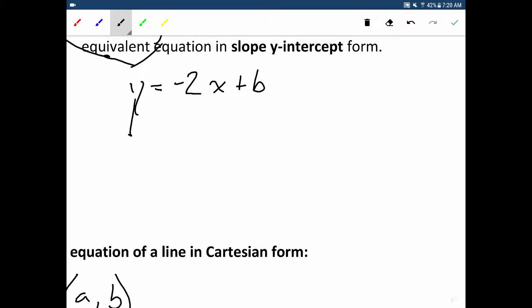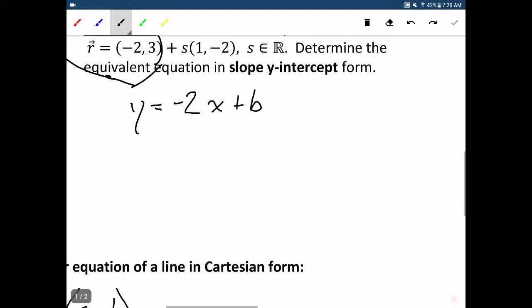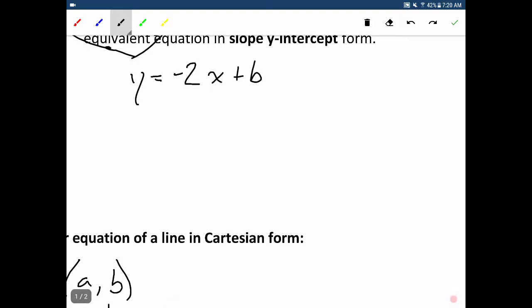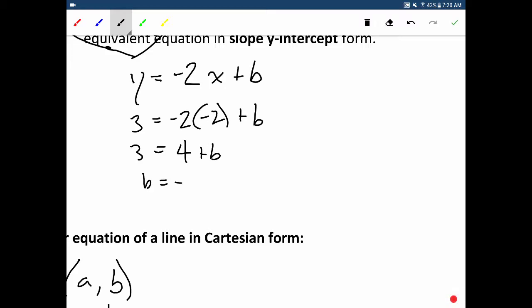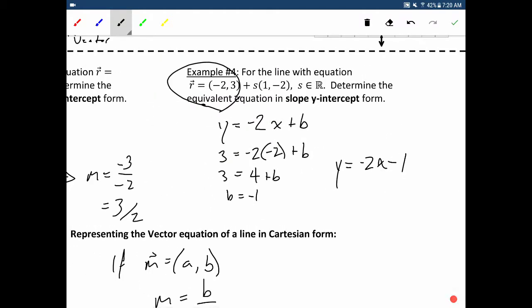What is it? The point is 3, negative 2. So negative 2 equals negative 2 times 3, plus b. So we get negative 2 equals negative 6 plus b. So b equals 4.